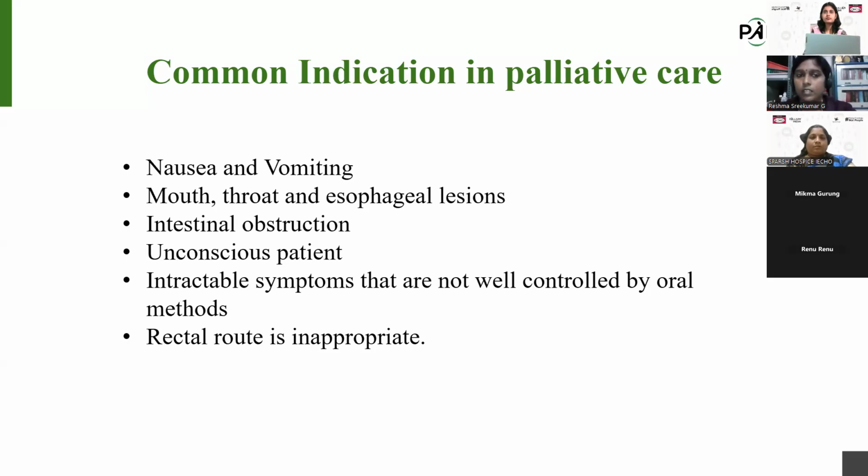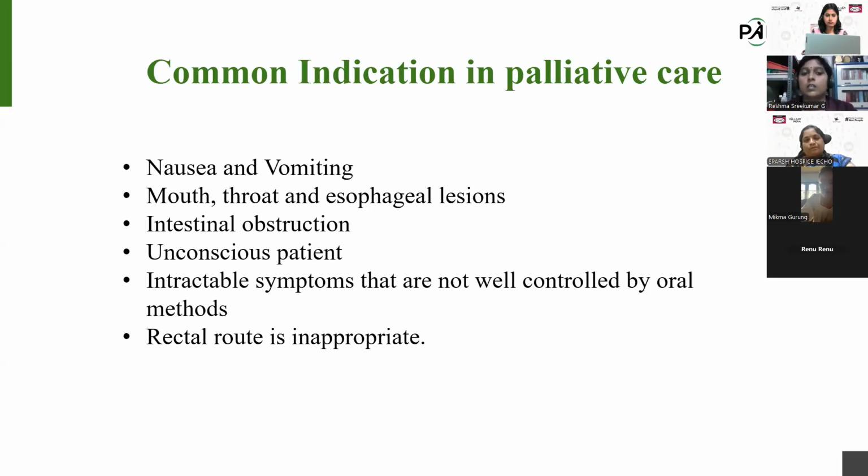Is there any doubt in these slides? I think the common indications in palliative care are clear, because if the patient is having nausea or vomiting, next we will move to the alternate route. That is, if the patient is on an opioid, we can give morphine per rectally. If it is inappropriate, then we can move to the subcutaneous route.